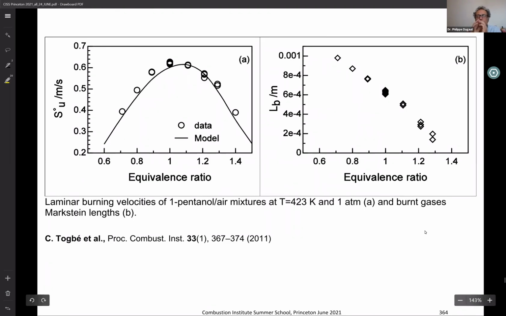The same model was used to simulate burning velocities over a range of equivalence ratio. Initial temperature of 423 K, atmospheric pressure, and well, the model represents the data.